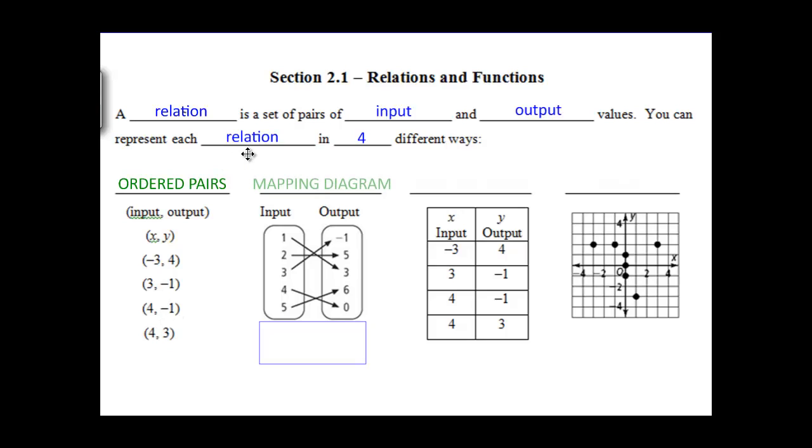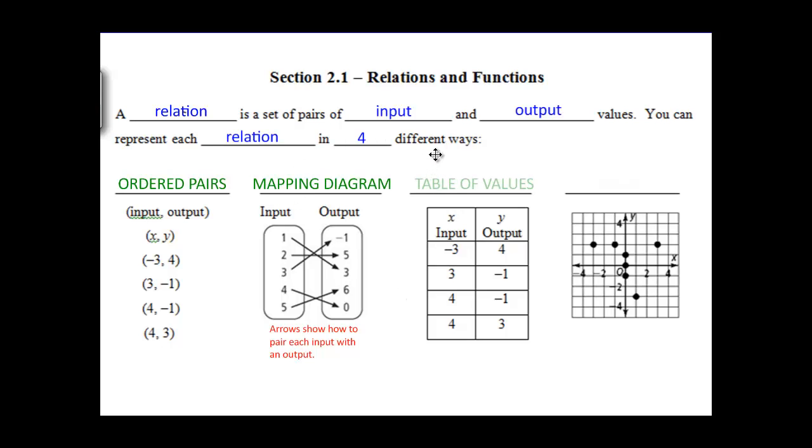We also have mapping diagrams. We have our input on the left, we have our output on the right, and then we can have arrows that point from the input to the output. So 1 corresponds to 3, 2 corresponds to 5, 3 to -1, 4 to 0, and 5 to 6. One thing we have to remember is arrows show how to pair each input with an output.